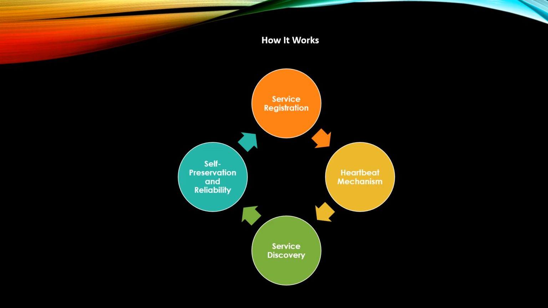And the final one is self-preservation and reliability. One of the critical features of Eureka Server is self-preservation mode. This mode is designed to prevent the Eureka Server from indiscriminately removing instances when there is a network problem between microservices and the Eureka Server, as opposed to actual service failures. This helps in avoiding cascading failures of services across the architecture.